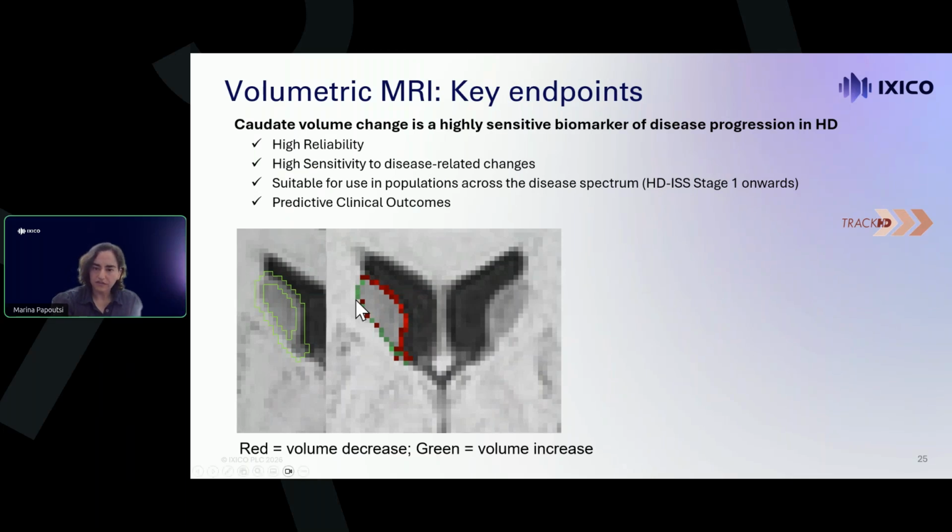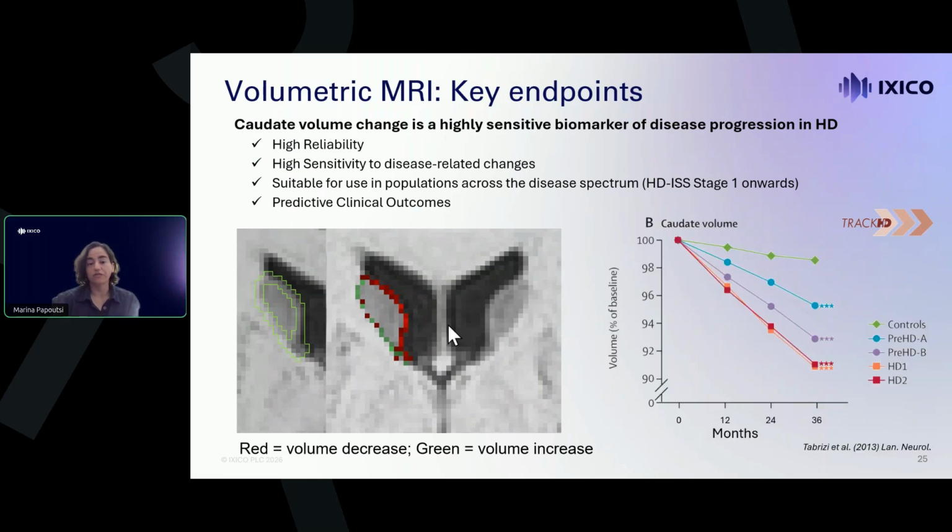The method most commonly used, and the current best practice for measuring caudate volume, is using manual segmentations of the caudate at baseline. You can see here on the left side a green outline highlighting the boundaries of the caudate, and then using a method called the boundary shift integral that looks at the changes in intensity within that zone to understand how the caudate volume changes over time. That's the method that was developed at UCL. Nikki Hobbs and Rachel Scahill have worked extensively on that, and it was used in the TRACK-HD papers.